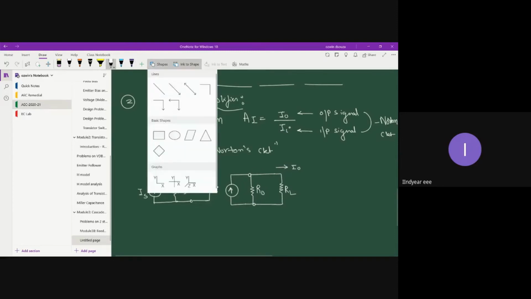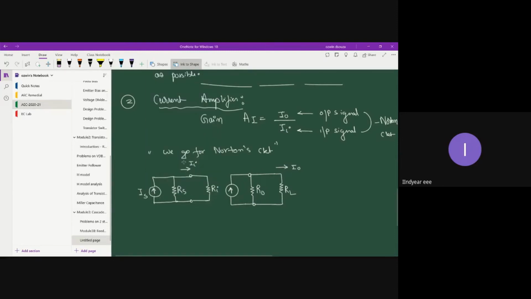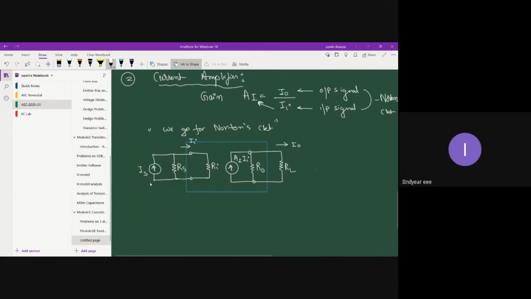You can also represent the internal parameters. So this is your current amplifier circuit. This thing I forgot to mention: this current source is AI times II. Just you have to cross multiply. AI times II.